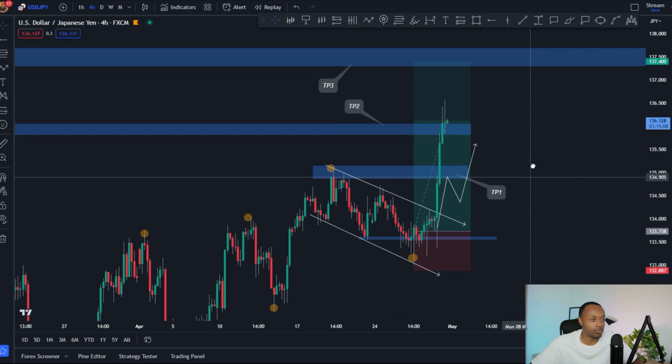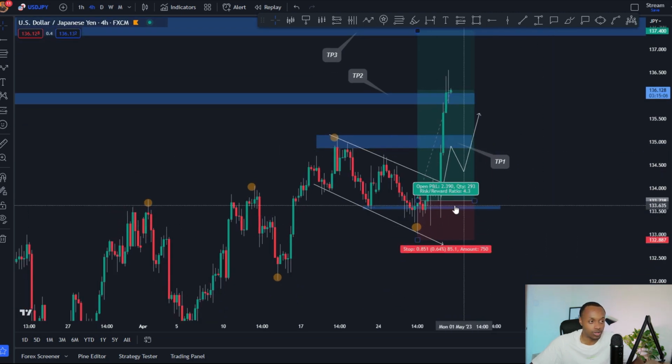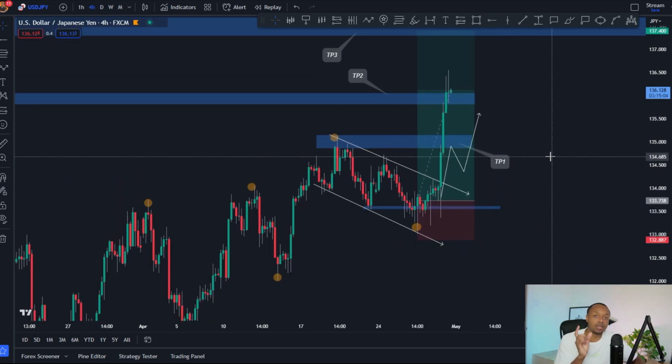Here, as you can see, we've broken through that area, but I did take some partials and move my stop loss to break even. Also, you want to consider your risk to reward. You don't want to be taking your partials too early, which a lot of people can fall into that trap, because again, impatience is a big thing.